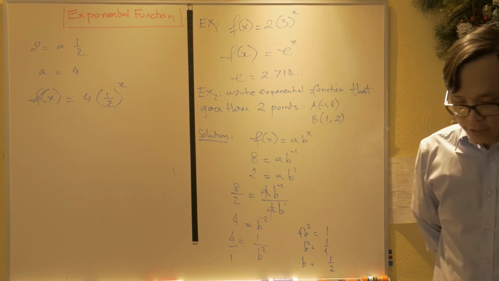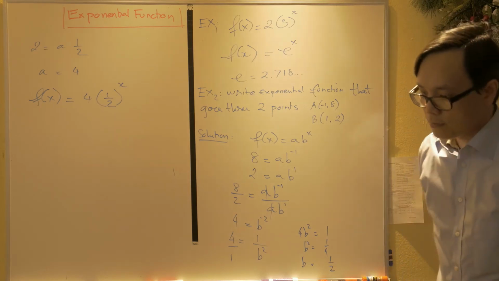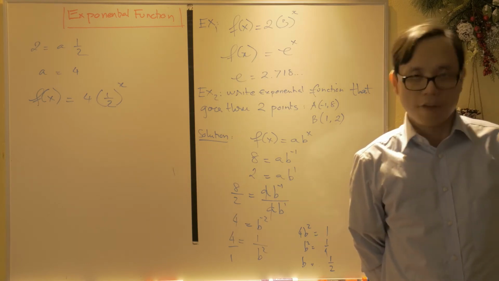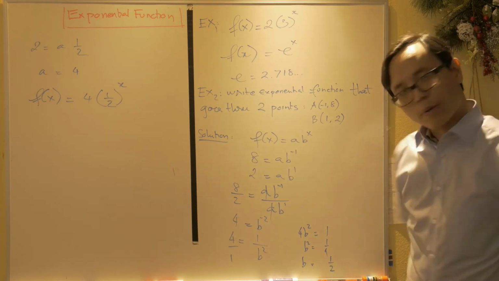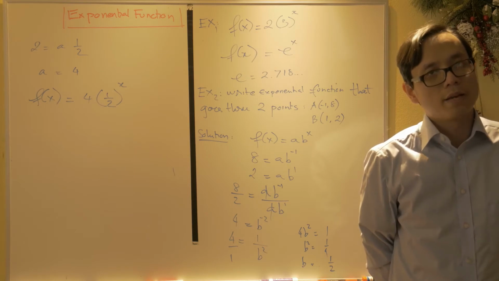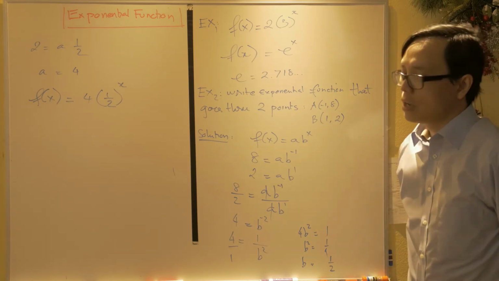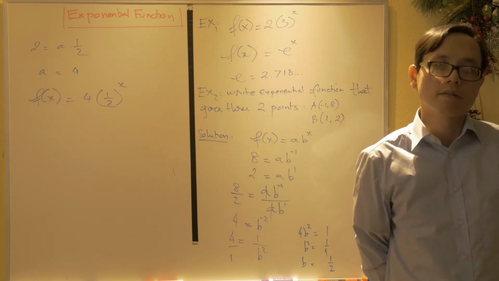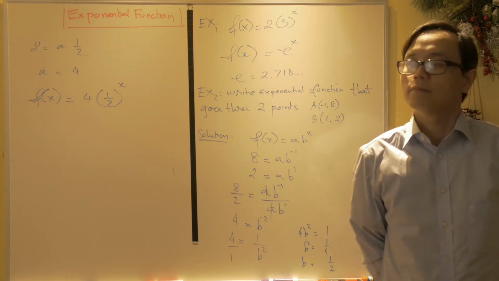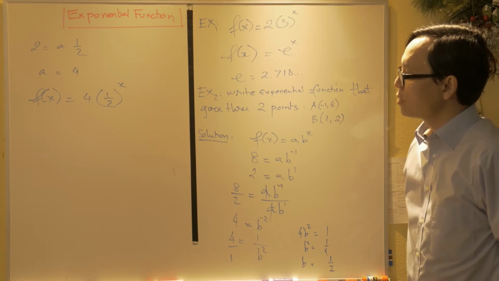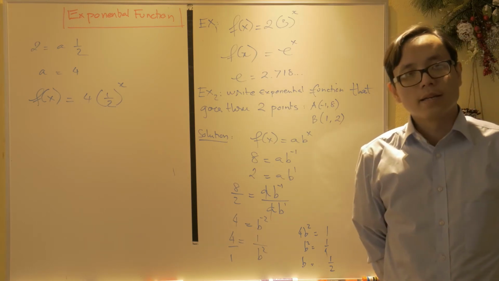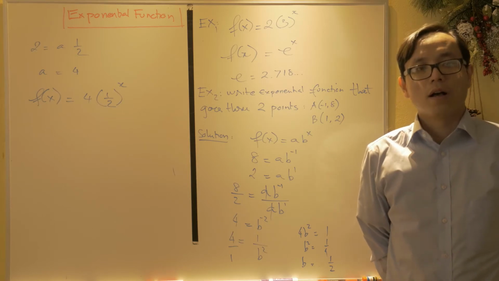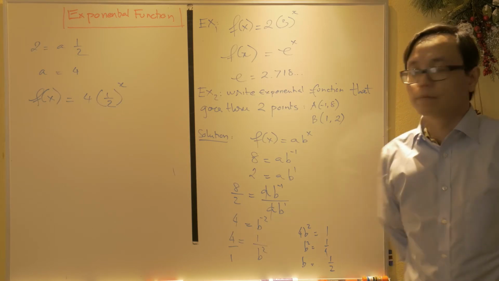So again, in order to write any function, you need to find some variables. For an exponential function, you need to find the A and B values. For a linear function, you need to find the slope and the B value, which is the y-intercept. So you see that I say it kind of the same. We use the same strategy as we already learned for a linear function, linear equation.